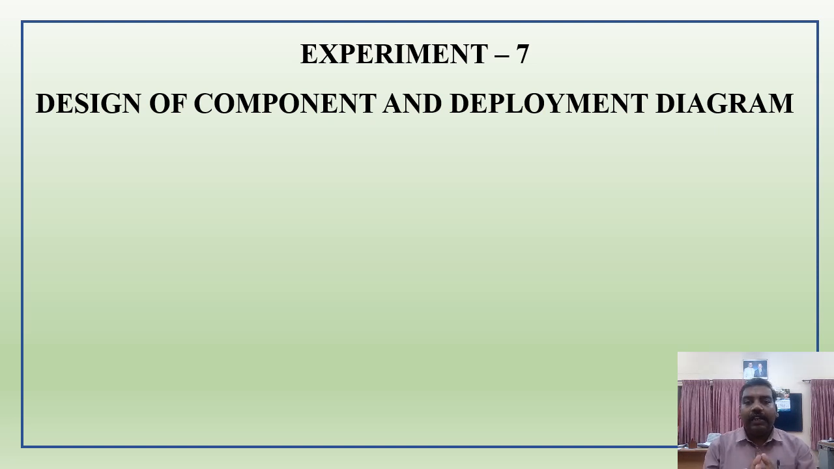Okay, so experiments number 3 to 7 will be based on the UML diagrams. So this is the final UML diagram for the software engineering lab. The remaining experiments will be based on real-time applications. Okay, so we'll be going for black box testing, white box testing, and so on.